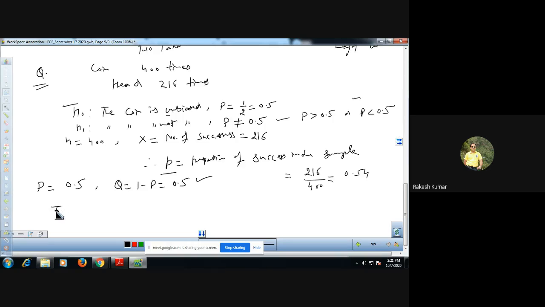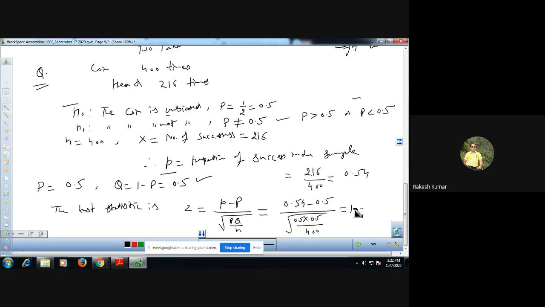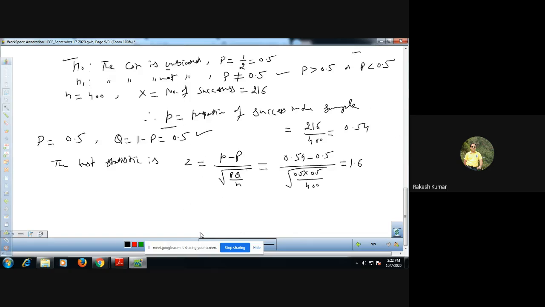Therefore, the test statistic is, we have the formula Z is equal to small p minus capital P divided by the square root of PQ over N. So this is the formula. This is 0.54 minus 0.5, divided by the square root of 0.5 into 0.5 divided by 400. And after calculating this value, we shall have 1.6. So this is the numerical value we shall get after solving this.